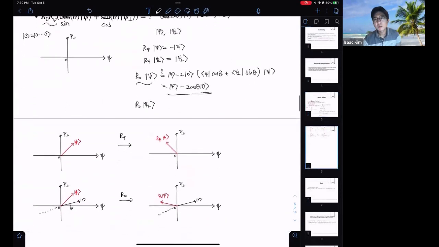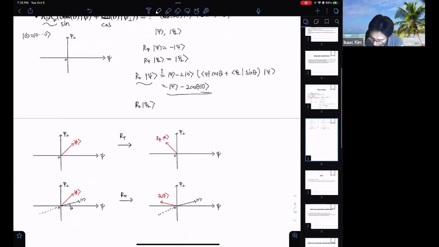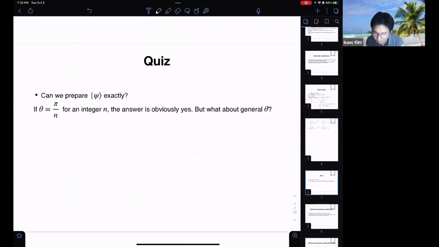Okay, so right. In the beginning, even if you have a small overlap, you can boost the amplitude. And so that's what the amplitude amplification is about. Okay, here's an interesting quiz that you might want to solve. So the question is, can you actually prepare this state psi exactly?